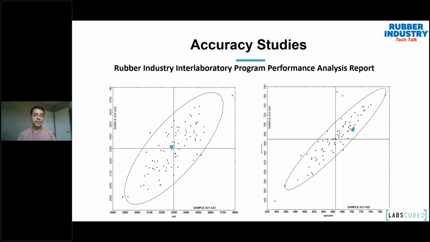So you can see on the left-hand side, our stress is pretty much bang on compared to the average of all the labs. Our strain is a bit higher, as you would expect, because we're using a vision extensometer and not a physical extensometer. So we're very accurate and yet that much more consistent than what exists out there.